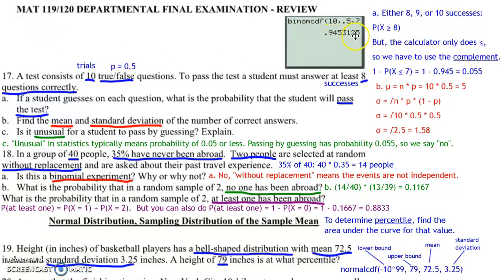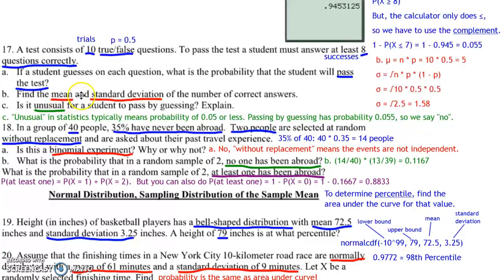Here's an example of what it looks like in the calculator. Now, if you're wondering why I'm using 7 here and not 8, think about it. I'm looking for the probability that x is greater than or equal to 8. The calculator does less than or equal to only, so I can't put 8 in there because this says we want the probability of 8 in our answer. So I'm looking for the probability of 7 or less. Because if I'm looking for the probability of 7 or less, those are all the situations in which we would fail the test. It asks for the mean and standard deviation.